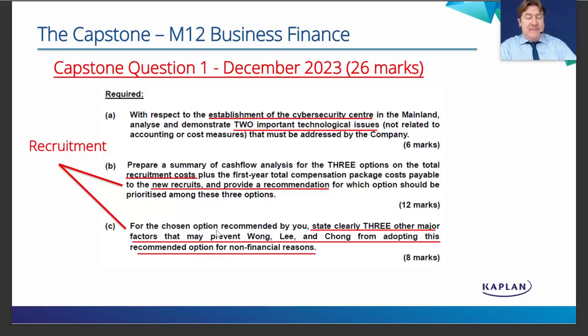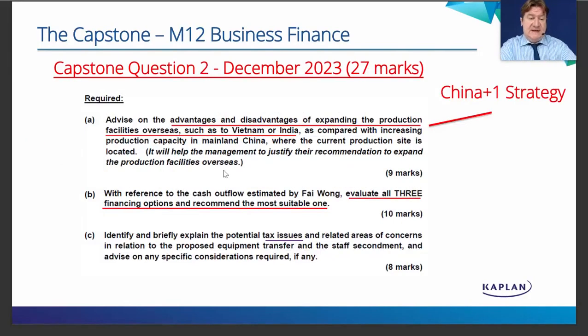Then on exam day, here were the exam questions. Remember, the Capstone exam is 80 marks in total. So here we've got question 1. Look, they were asking us about the technological issues to do with the security centre. Here we had recruitment and selection, about recruitment costs and new recruits, and then thinking about other factors. This is all about recruitment and selection. Here was that China plus one strategy that I mentioned earlier in the video. What's good and bad about it, moving to places such as maybe Vietnam or India. And then we had here a question about financing options and a small question here on taxation.